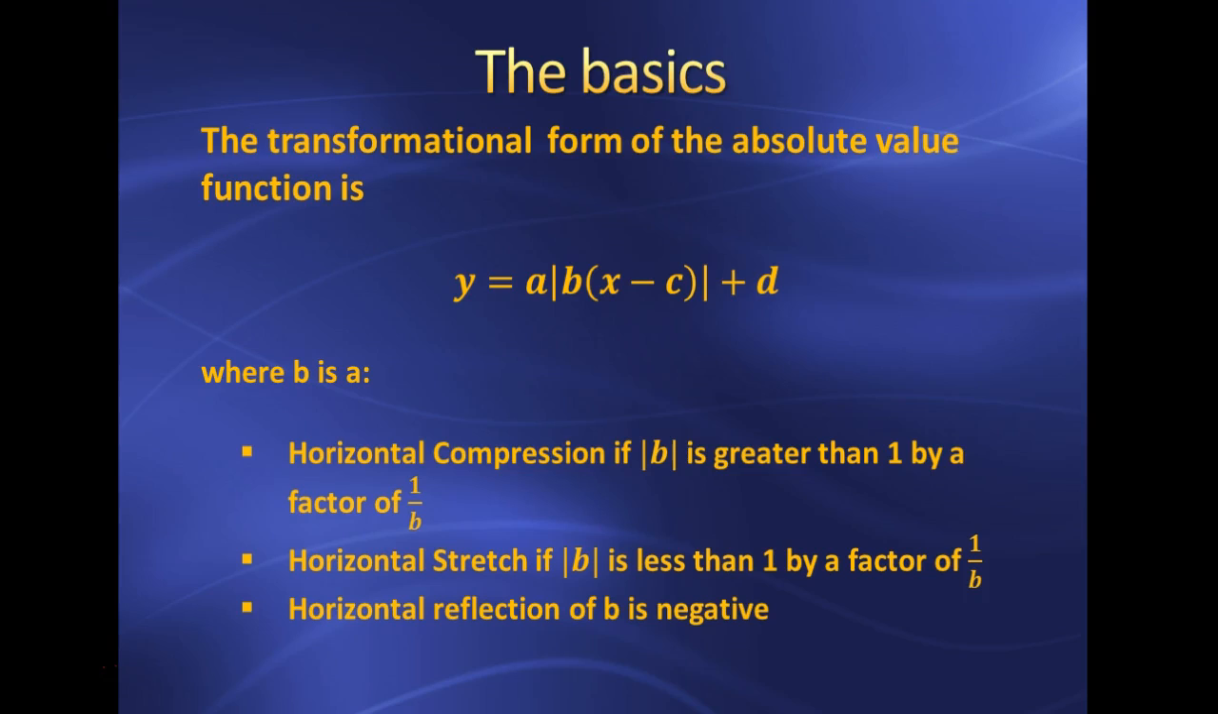Here's what b does. It's a horizontal compression if the absolute value of b, in other words, the positive value of the parameter b, is greater than 1. And the multiplier, the factor, is always a factor of 1 over b. It's a horizontal stretch if the positive value of b is less than 1, by a factor of 1 over b. And of course, don't forget, if b is negative, it's also a horizontal reflection.